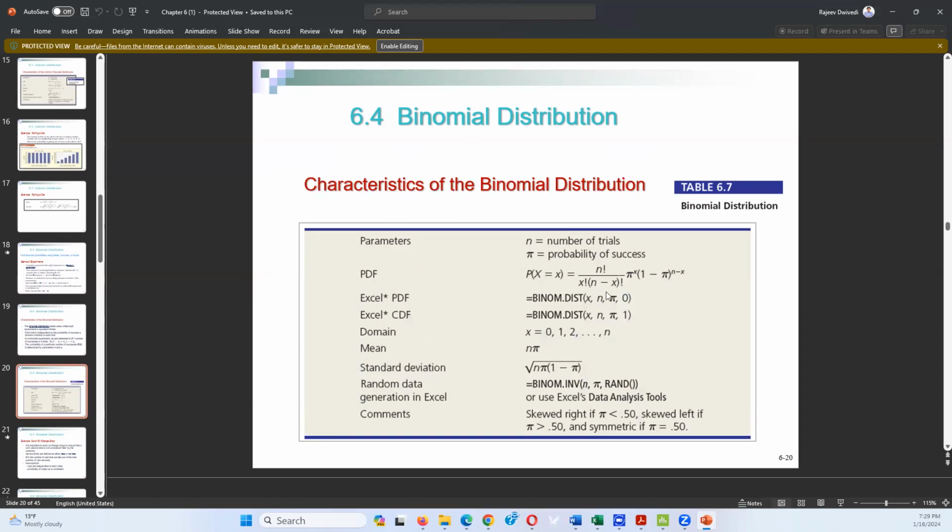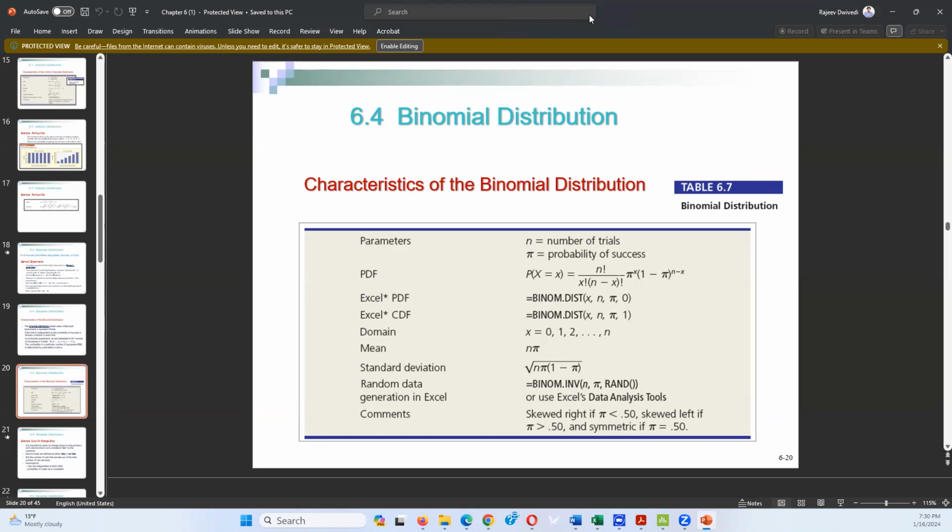Here you can see all the distributions, and this kind of slide explains binomial distribution: PDF, CDF, how the mean is explained, how the standard deviation is explained, and skewed right, skewed left, or symmetric. These are the important items used in binomial distribution. N means number of trials, pi means probability of success. So these two are very important. When you read the question, you need to find three items.